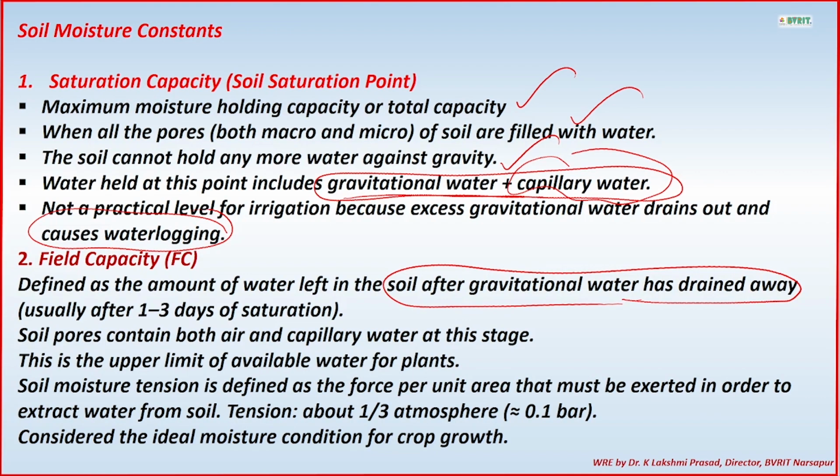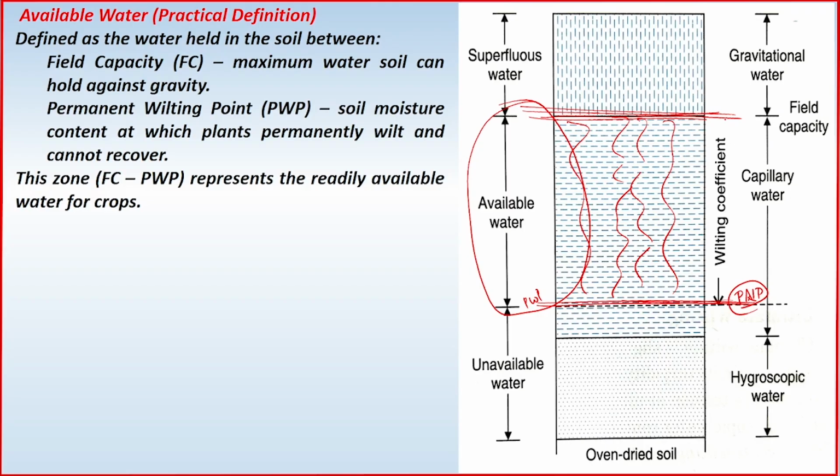Please note that. Usually after 1 or 2 days of saturation, the soil pores, soil voids contain both air and capillary water at this stage. This is the upper limit of the available water for the plant. The upper limit of available water for the plants is in the figure, the last figure I have shown. This is what we call field capacity.